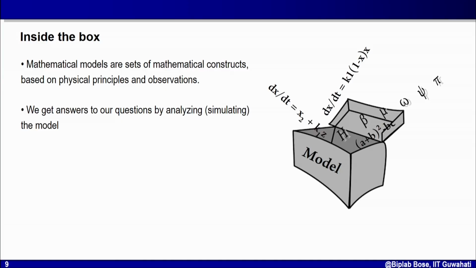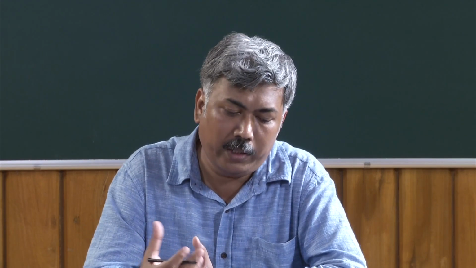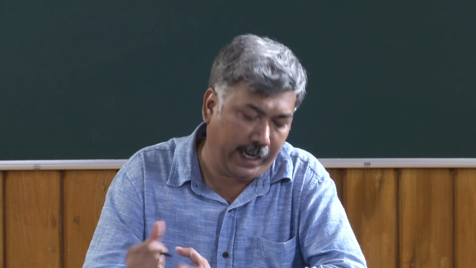Now the next question comes: then what are mathematical models? Mathematical models are actually nothing but a set of mathematical constructs. By mathematical construct, I mean they may be a set of equations. For example, in the course you will learn how to write ordinary differential equations, a set of ordinary differential equations, which will create our model. So a mathematical model is nothing but a set of mathematical constructs, which can be equations, relations, like that.